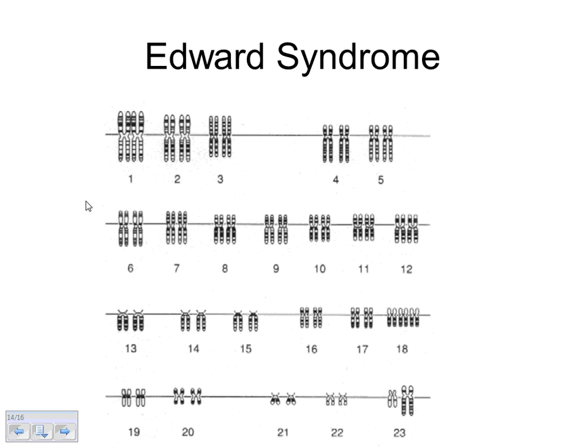Remember, Edwards syndrome is an extra chromosome 18. Everything else is normal up here. This would be a guy, right? Because here's the 23rd set of chromosomes, XY. But this can happen in girls too. It has nothing to do with sex. It has to do with having three chromosome 18s.